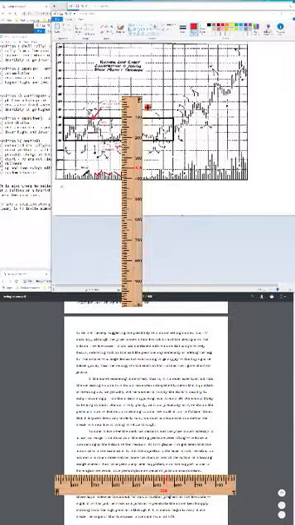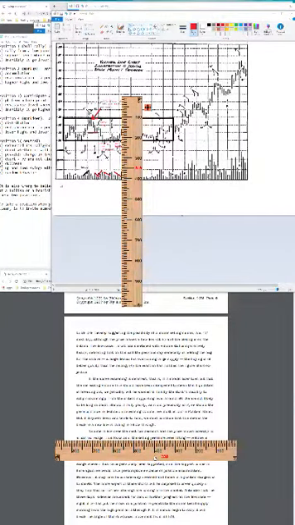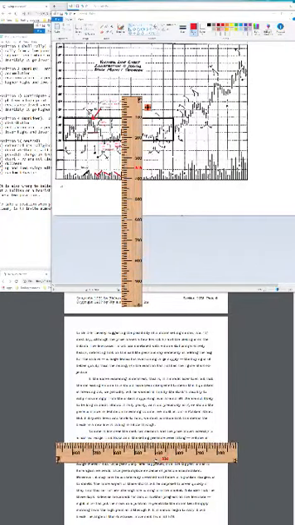So now he's saying this is accumulation, but how do you know? He says volume is low over the next 2 sessions. Price moves laterally in a narrow range. It looks as if selling pressure is lifting.